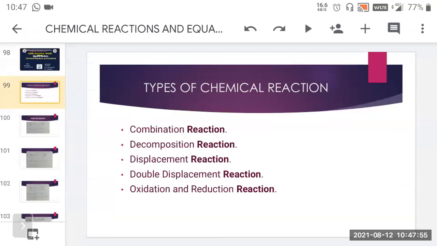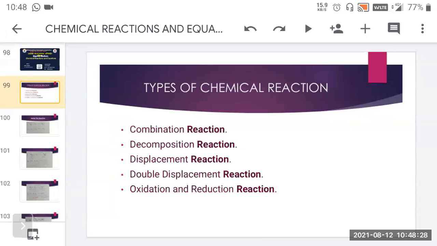Then comes the decomposition reaction, which is the reverse of the combination reaction. In a decomposition reaction, only one reactant will be there, and that reactant will break down into simpler substances. Complex substances get converted into simpler ones. That is, one compound breaks down into 2 or 3 products on the product side. Then comes the displacement reaction.